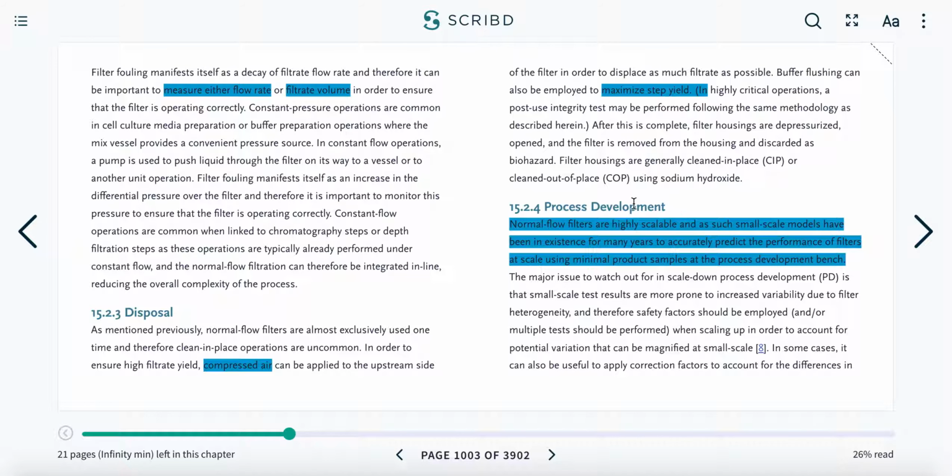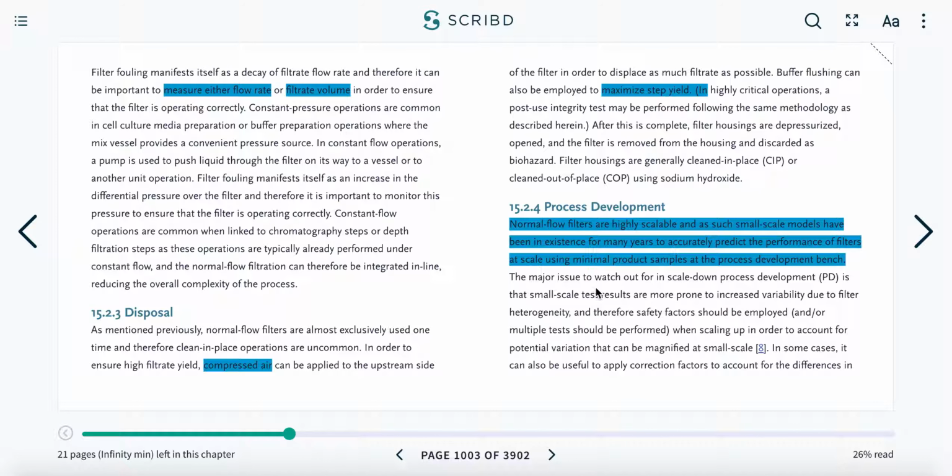Process development. So I was mentioning earlier, this is a question that is asked a lot during an interview. So you can say that normal flow filters are highly scalable, and such scale models have been in existence for many years to accurately predict the performance of filters at scale using minimal product samples at the process development bench. So you can say something along the lines of, normal flow filters are highly scalable, so you have done some small scale studies as a process development.